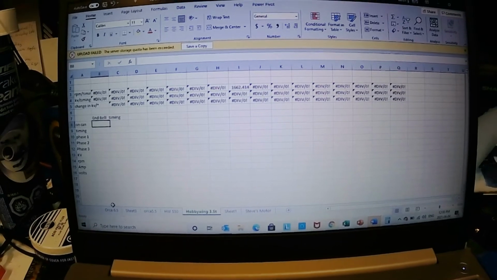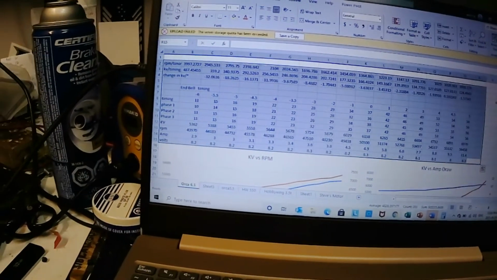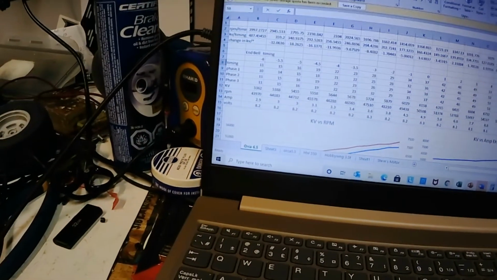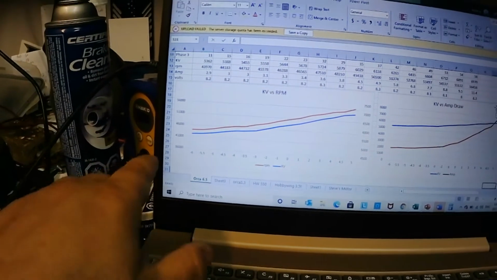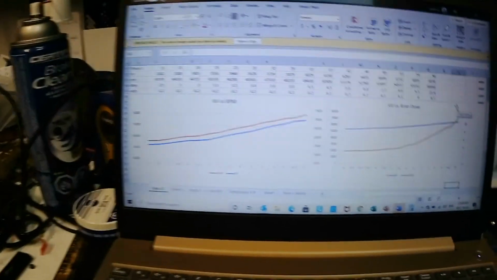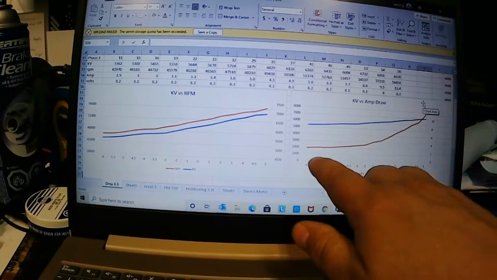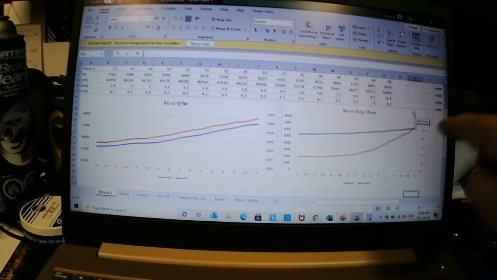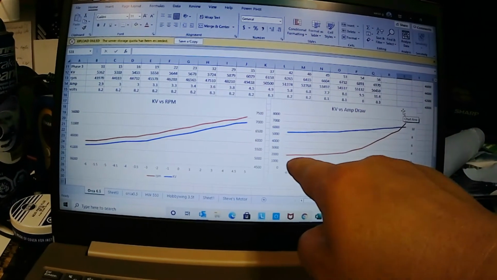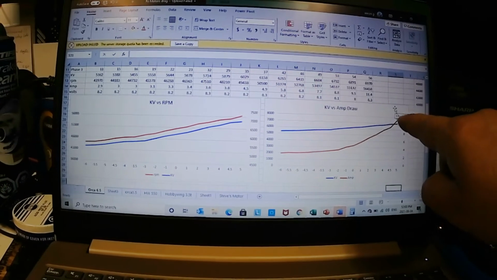Over here, I've got my 6.5 turn motor that I was running previously. I got my data all on here. From there, I was able to make some graphs here and here. And this is where it gets interesting: amp draw versus your KV gain. As you see, right here is pretty good, pretty parallel. And it starts going up, and it jumps up really big here.